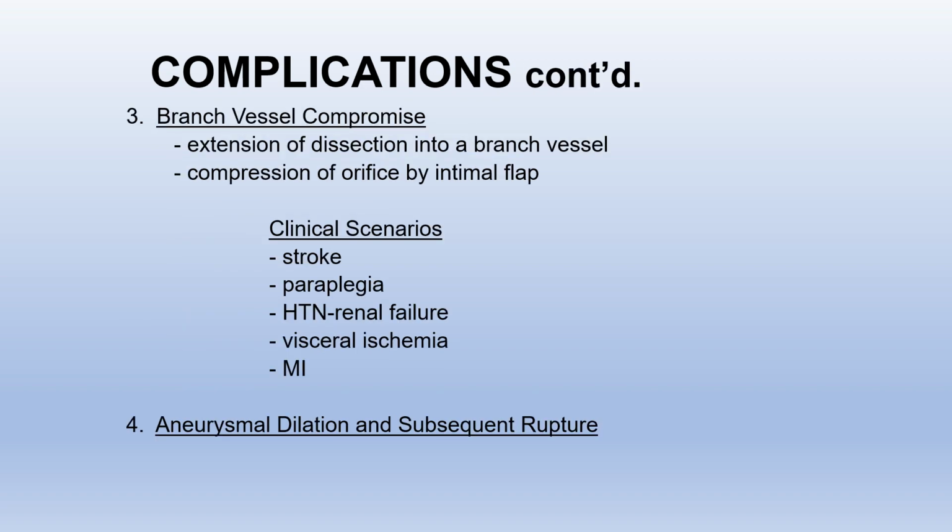Branch vessel compromise: extension of the dissection into the branch vessel, or compression of the orifice by the intimal flap. Clinical scenarios include stroke, paraplegia, hypertension, renal failure, visceral ischemia, and MI. Aneurysmal dilatation and subsequent rupture can also occur.